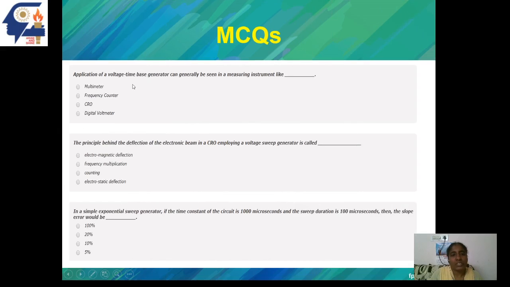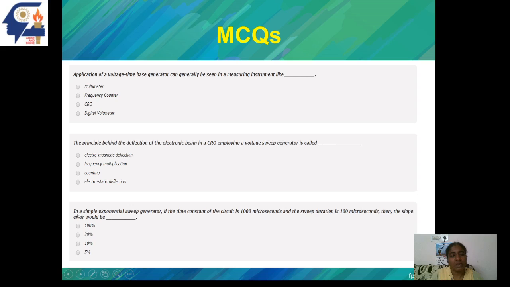Application of a voltage time-based generator can generally be seen in a measuring instrument like a CRO. In a CRO, we can see voltage time-based generator waveforms. The principle behind the deflection of the electron beam in a CRO employing a voltage sweep generator is called electrostatic deflection.